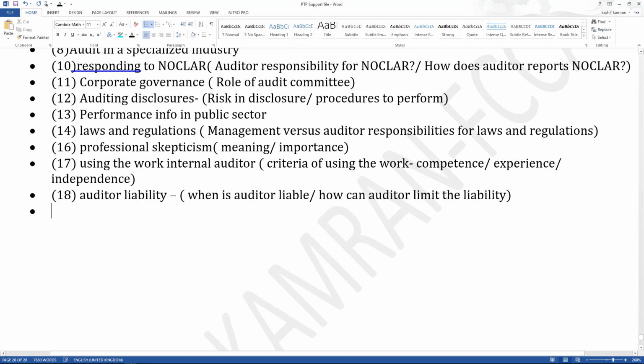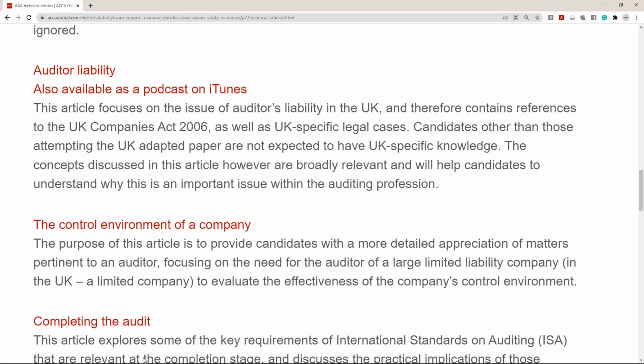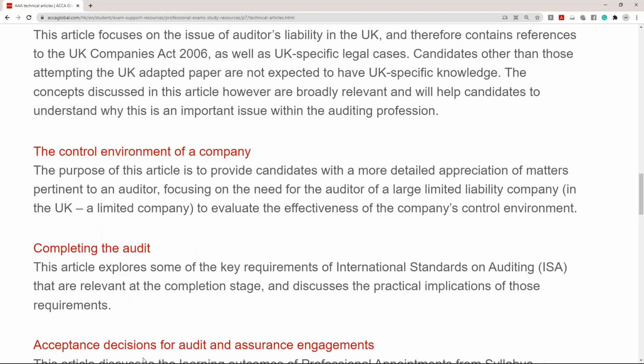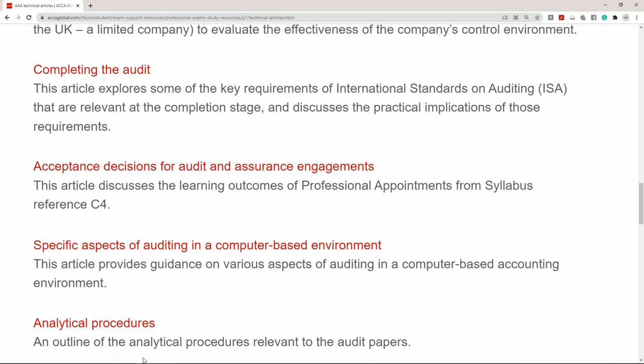Next, 19th. The 19th article, control environment, no, not to read. It's not an article relevant. Control environment, normally systems controls don't come in the AAA paper. Just ignore that. Completing the audit is a more conceptual article.